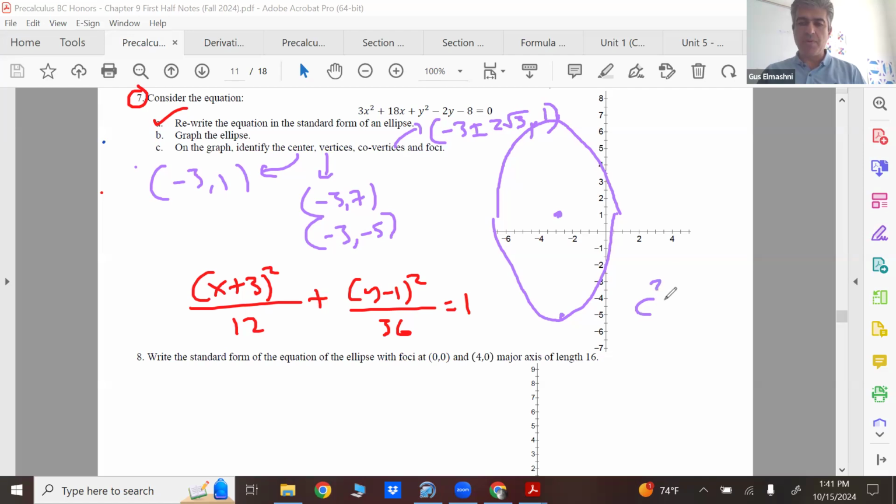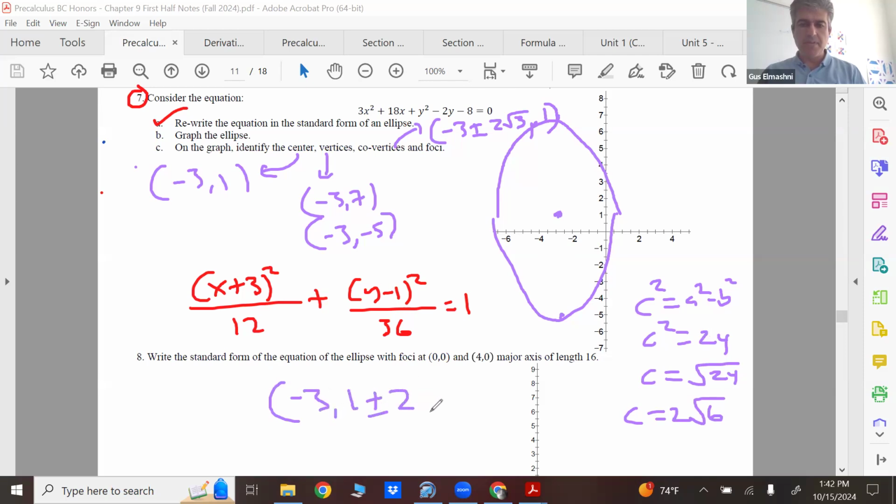And my foci: c squared equals a squared minus b squared. C squared is 24. C is root 24. C is 2 root 6. So that's going to be -3, comma 1 plus or minus 2 root 6. I'm just kind of guessing where it is. So anyway. Does that make sense?